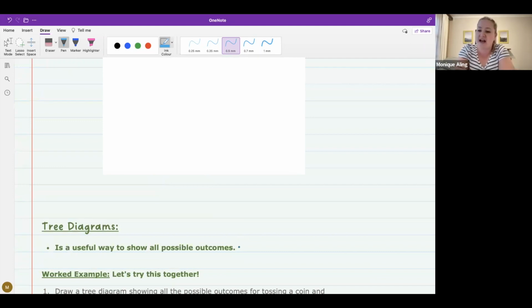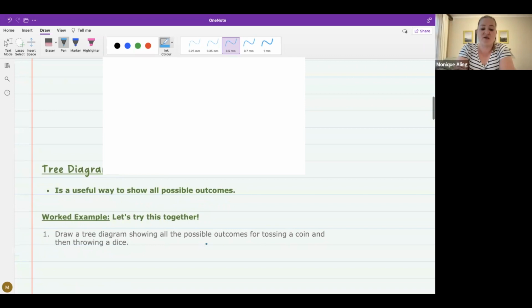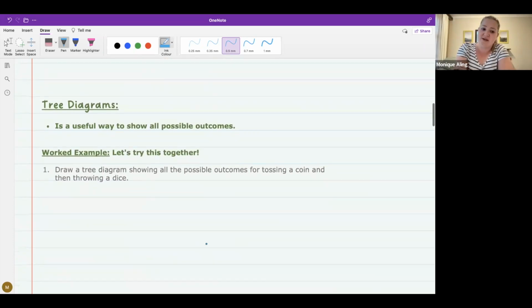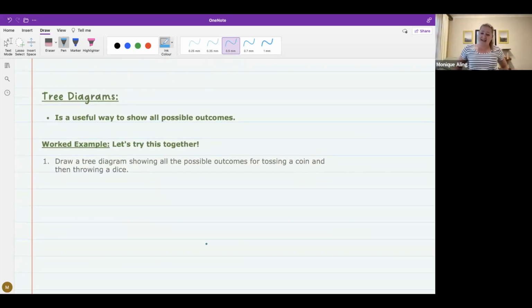Wednesday last week, we had just touched on tree diagrams. For those of you that weren't here on Wednesday, we're still going to look at that. We're going to get into more complex type questions. Just quickly, a tree diagram is a useful way to show all possible outcomes. Whatever we're looking at, if we are throwing a dice and throwing a coin at the same time, for example, we see all the possible outcomes that could possibly happen when you throw those two things together.